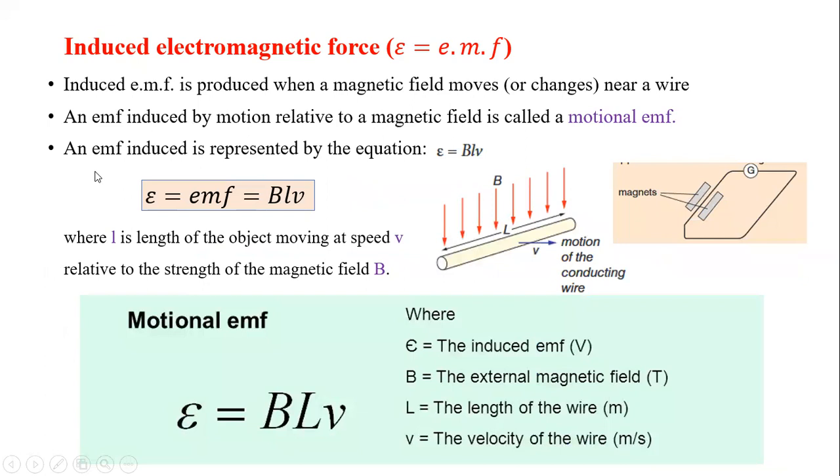Next, induced electromagnetic force, EMF. There are a number of formulas for calculating EMF or induced electromagnetic force. This induced electromagnetic force is produced when a magnetic field moves near solenoids. The induced electromagnetic force produced by the motion relative to a magnetic field is called motional EMF.